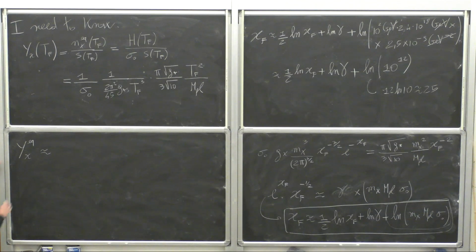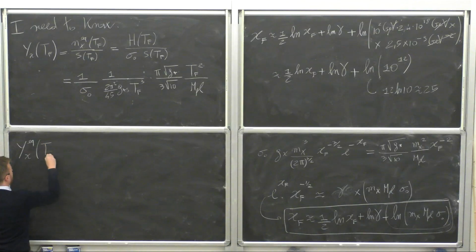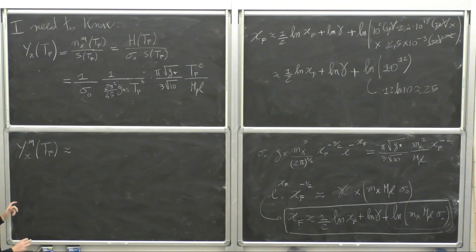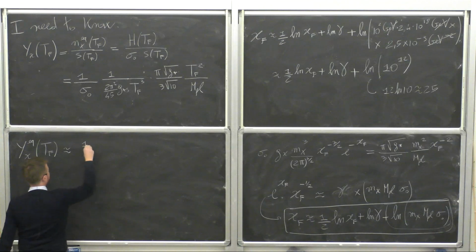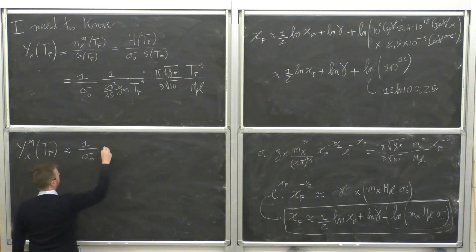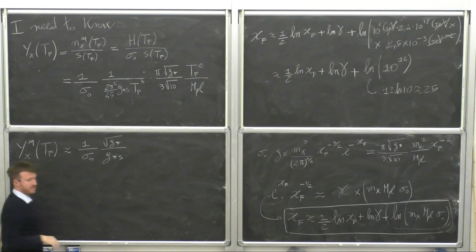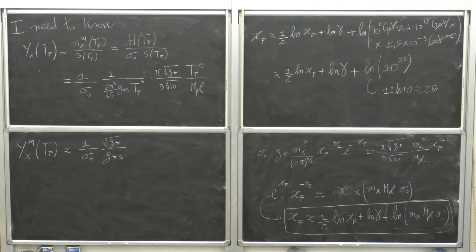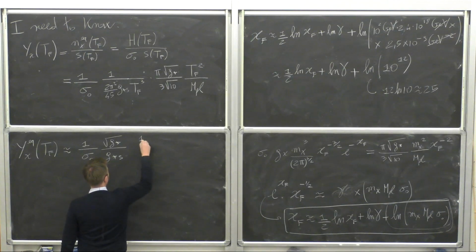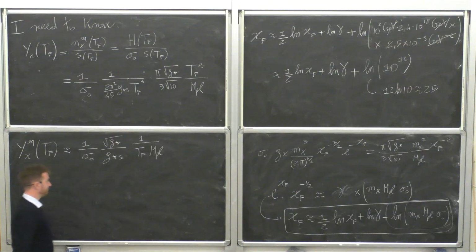From this equation, Y chi equilibrium at the freeze out time is what? It is 1 over sigma 0. If you want, keep track of the g star dependence. It's interesting that there is the square root of g star divided by g star s. And now the most important part is this, 1 over T_F and M Planck.